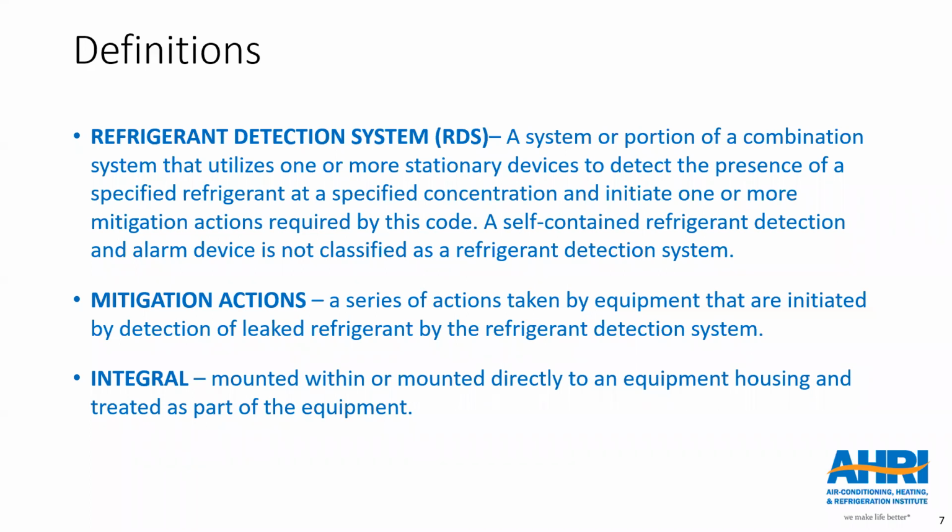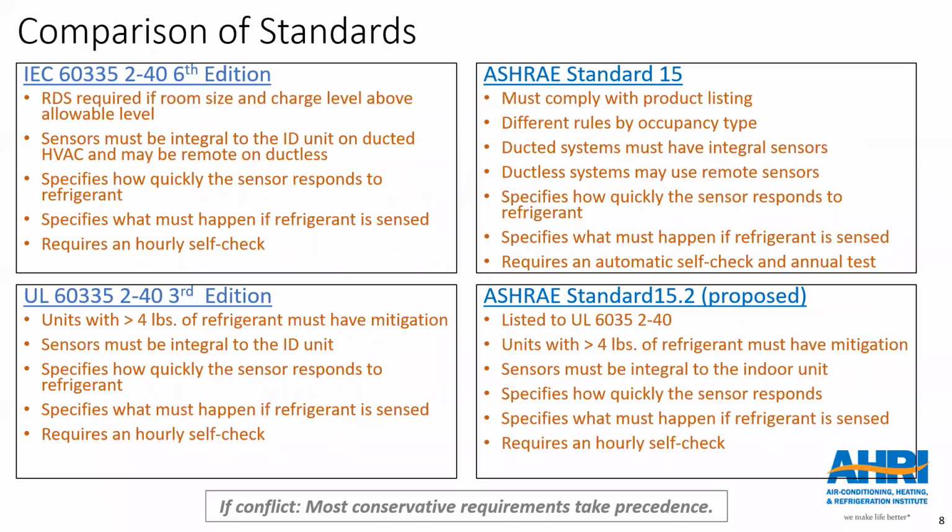Now, the key to this is that a self-contained refrigerant detection and alarm device, which would be similar to a CO detector or a smoke detector, is not classified as a refrigerant detection system in the standards. And mitigation actions are a series of actions taken by equipment that are initiated by detection of a leaked refrigerant by the refrigerant detection system. And integral means mounted directly to an equipment housing and treated as part of the equipment. So that's the basic definitions. And now we're going to take a closer look at the standards.